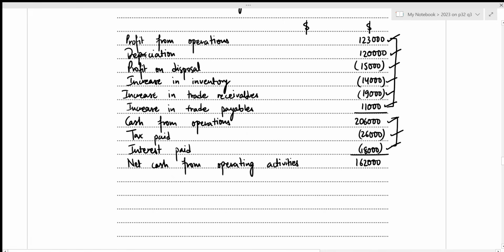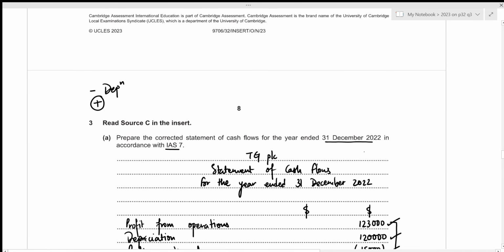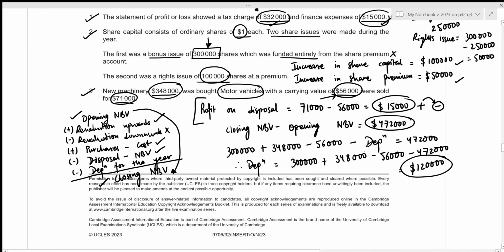Okay, now we can move towards the second section, which will be our cash flow from investing activities, where we are concerned with non-current assets. So the first thing is that there was the purchase of non-current assets, 348,000. And in order to make this purchase of new machinery, the company will have to pay out 348,000. So this will be our cash outflow, which we need to subtract.